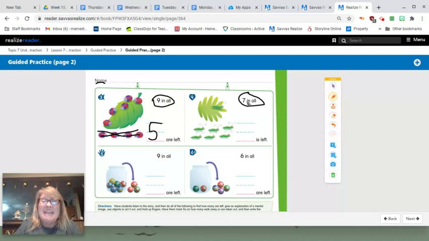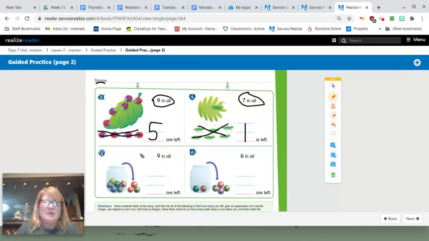We started with 7. It says 7 in all. So we have 1, 2, 3, 4, 5, 6, 7 caterpillars. But oh my goodness, most of them left the leaf. Let's count how many left. 1, 2, 3, 4, 5, 6. But how many is left? Just one little caterpillar. I guess he gets to eat that leaf all by himself.